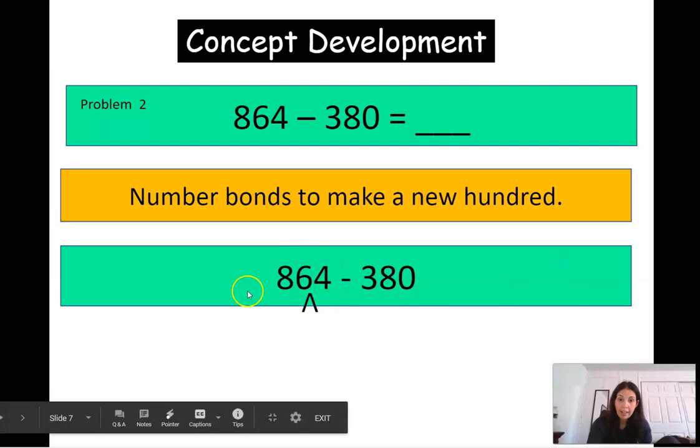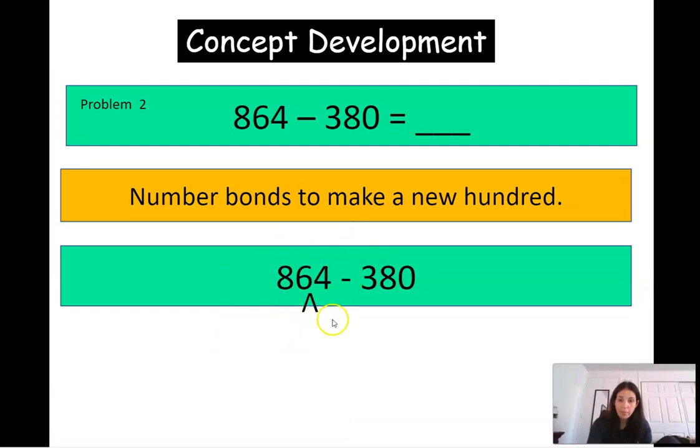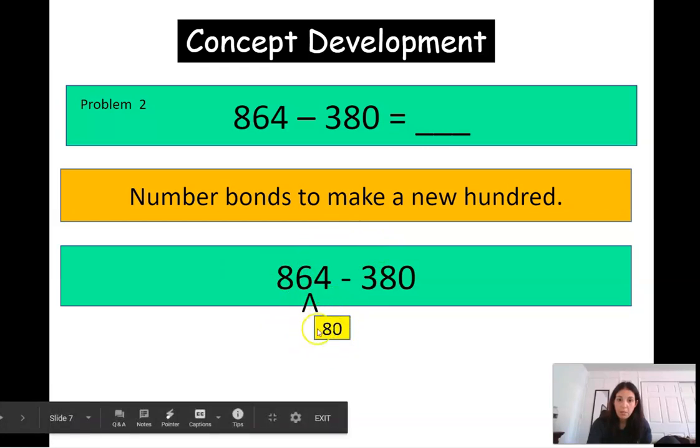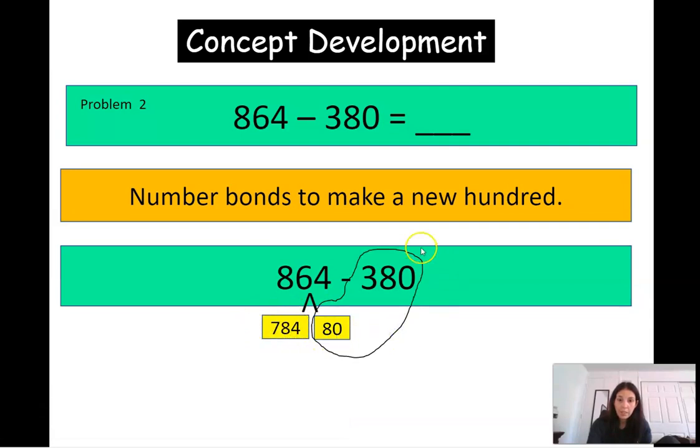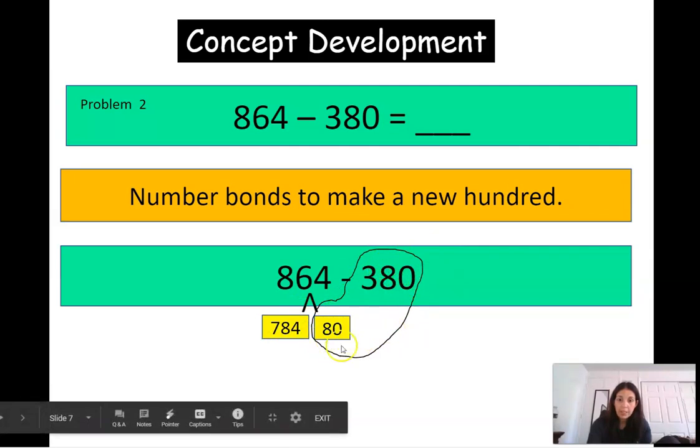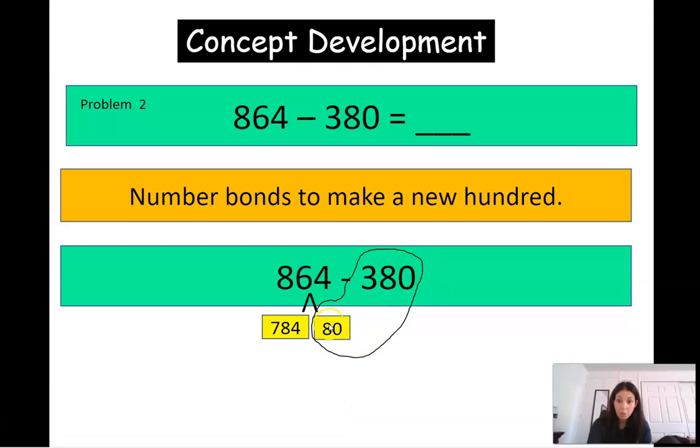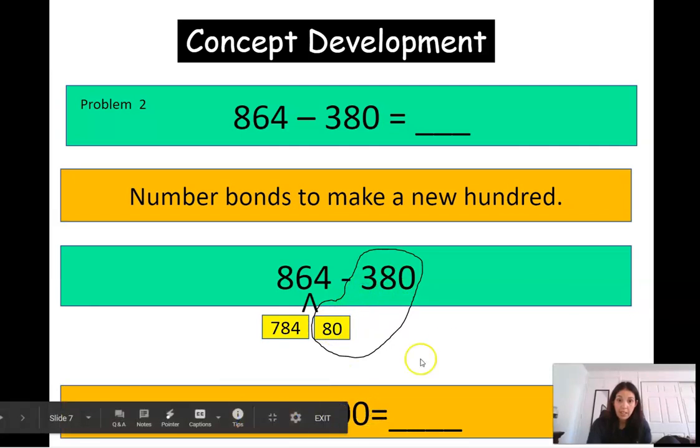So we're going to look at 864 and we're going to break it up by putting 80 and 784. This way, we can do this, and we can take away our 80. Remember, we're subtracting, so we'll take away our 80. We'll be left with 300. And that makes it much easier to subtract.